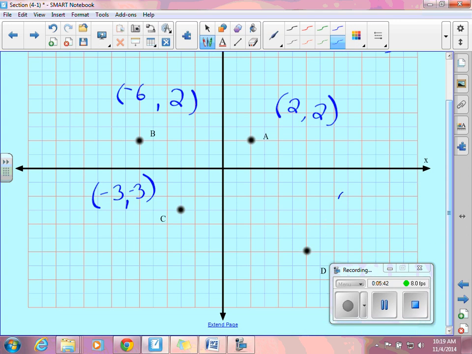6, -6. All right, now you'll notice in quadrant 1, both X and Y are positive numbers. In quadrant 2, the X is negative and the Y is positive. If you look in quadrant 3, you've got negative and negative, and in quadrant 4, you have a positive and negative. And that's always the case in those quadrants. Okay, questions?